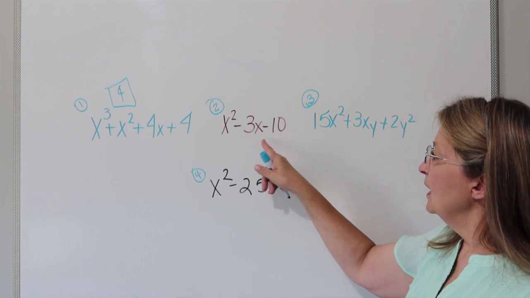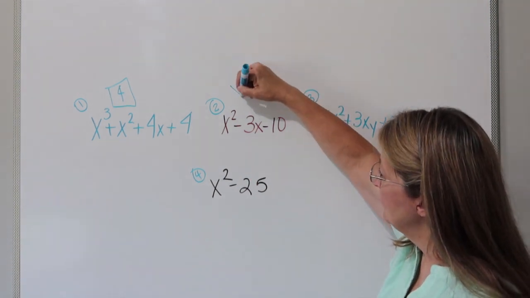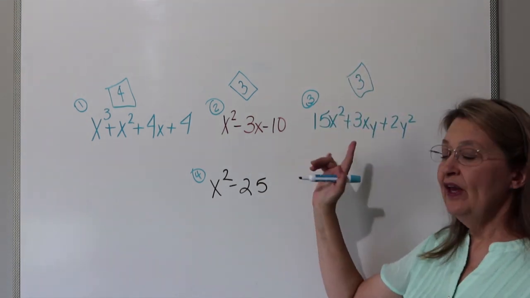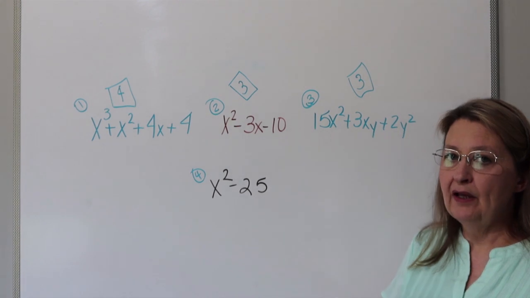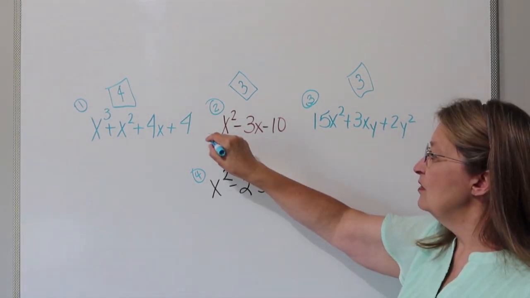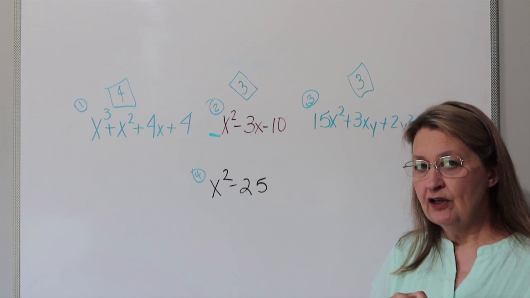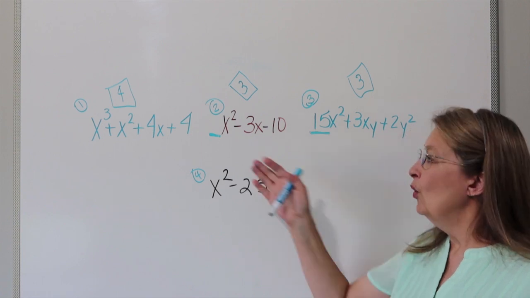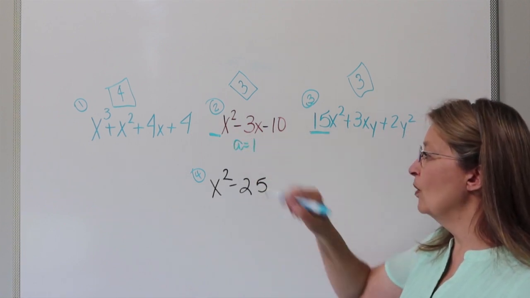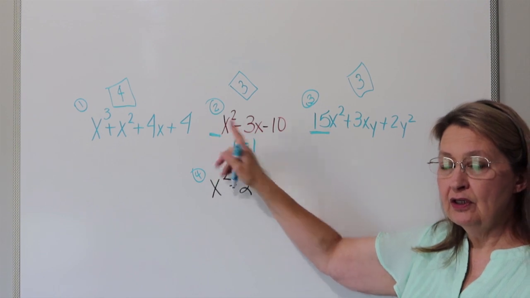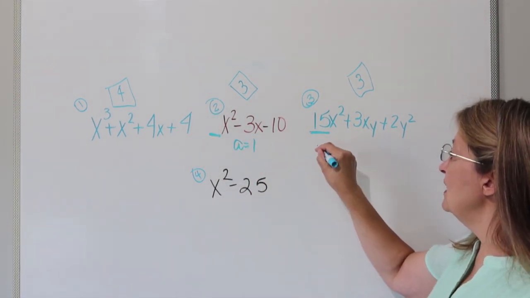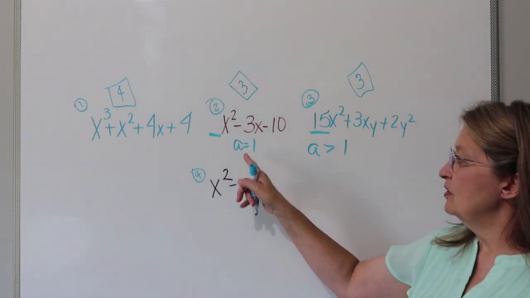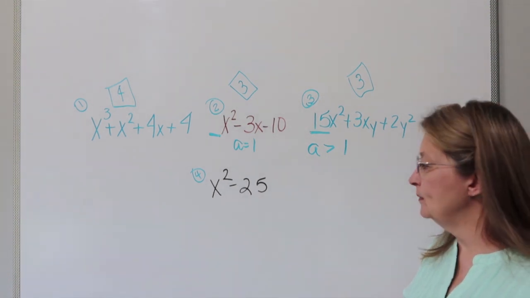All right, this one, count your terms, 1, 2, 3. However, count your terms over here and what do you get? 1, 2, 3. We have 2 different types of trinomials. The only difference is this one does not have a coefficient in front of your first term, and this one does. That's how you tell the difference on those. We call these trinomials where a, which is your leading coefficient, is equal to 1. We call these trinomials where a is greater than 1. So it's either equal to 1 or it's greater than 1.